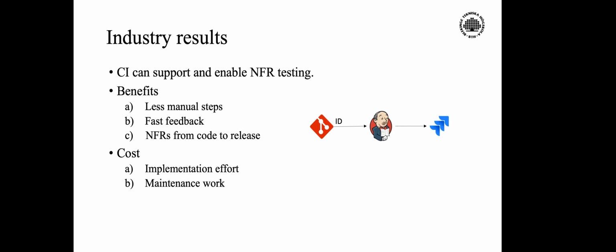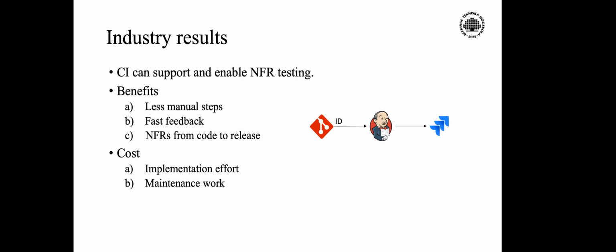Okay, that's the result we find in general. CI can support and enable NFR testing. The benefit is that automated tests can reduce many manual steps because, for example, I have seen before there are like 30 or 40 pages to document how to configure the system, how to run the installation, how to run the upgrade, for example, and those can be automated. For developers and testers, we could get faster feedback through the CI for NFR verification and validation.